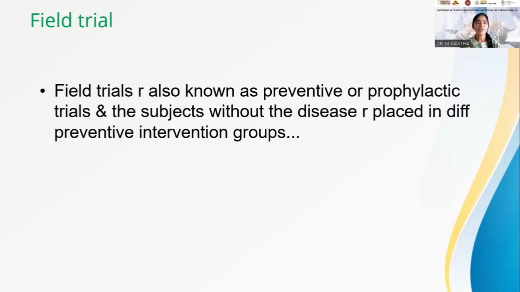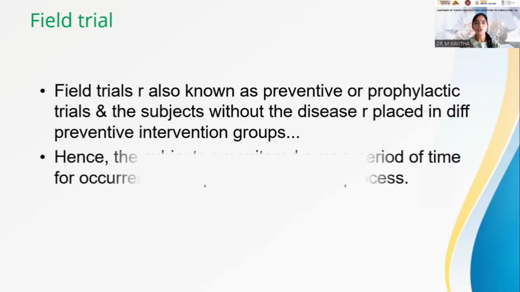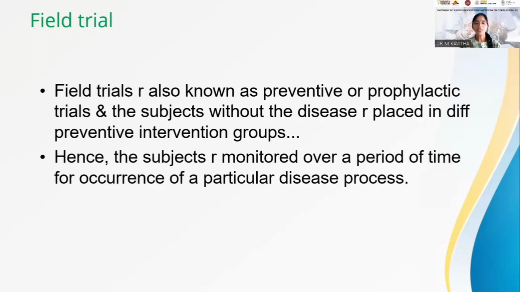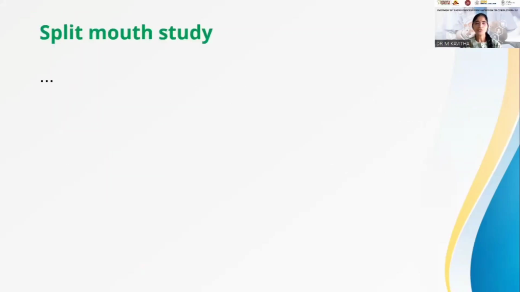What do you mean by field trial? It's known as a preventive or a prophylactic trial, and the subjects without the disease are placed in different preventive intervention groups. One example of a field trial would be to randomly assign two groups of a healthy population and to provide an intervention to a group, such as a vitamin, and follow through to measure certain outcomes.